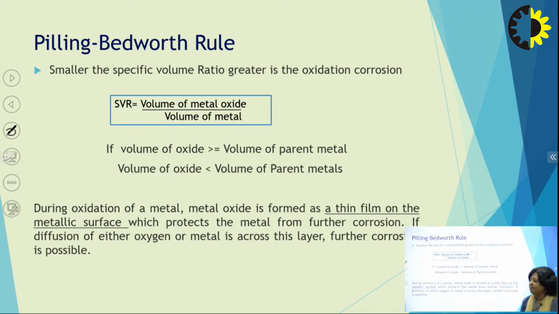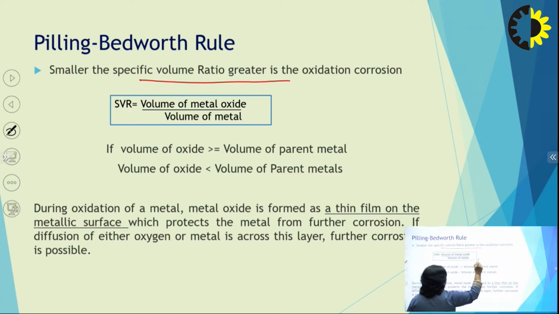Now the Pilling-Bedworth rule. What is the Pilling-Bedworth rule? It concerns the surface of corrosion. The smaller the specific volume ratio, the greater the oxidation corrosion. Let's make it very simple. It seems to be complicated, but it is very simple.